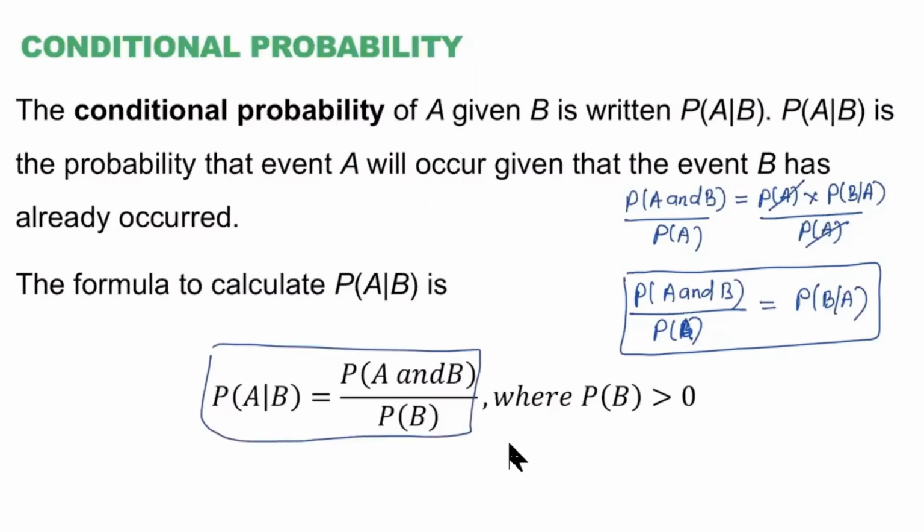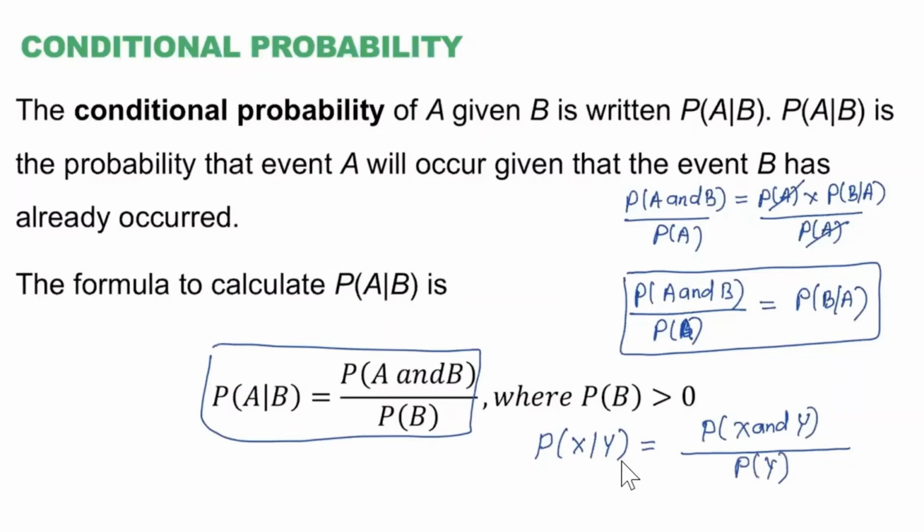Let's try one. For example, if you want to find the probability of X given Y, help me write this formula. I want you to unmute yourself and tell me what I have to write in the numerator. What will go in the numerator? P of X and Y. Probability of X and Y. Very good. And in the denominator, what will go? P of Y. Probability of Y. That is the event after the slash. So you got it. This is how we write it.